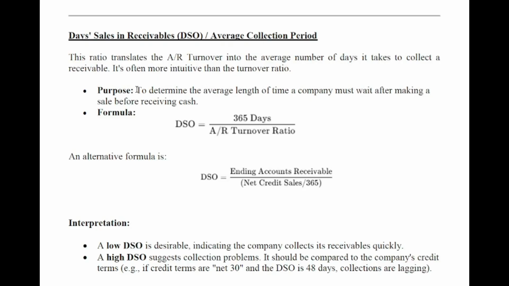The purpose of this ratio is to determine the average length of time that a company must wait after making a sale before receiving cash. The formula for this ratio is 365 days divided by the accounts receivable turnover ratio.